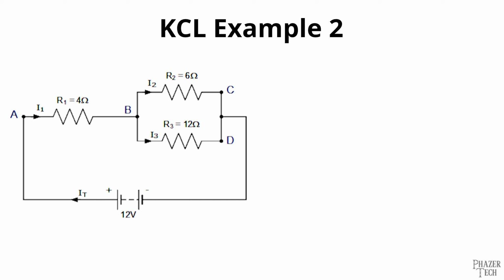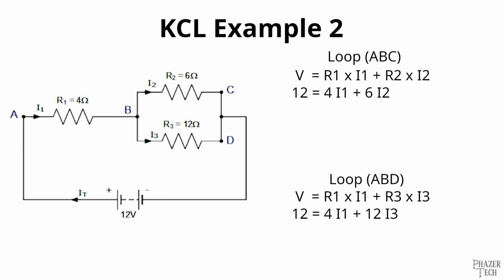Again, we have two resistors in parallel, but now we also have a third resistor that's in series with those two parallel resistors. There are a number of ways to solve this problem, but let's do what's called the loop method, where we draw a complete loop around each path of the circuit. So this would be the first loop, and this would be the second loop.